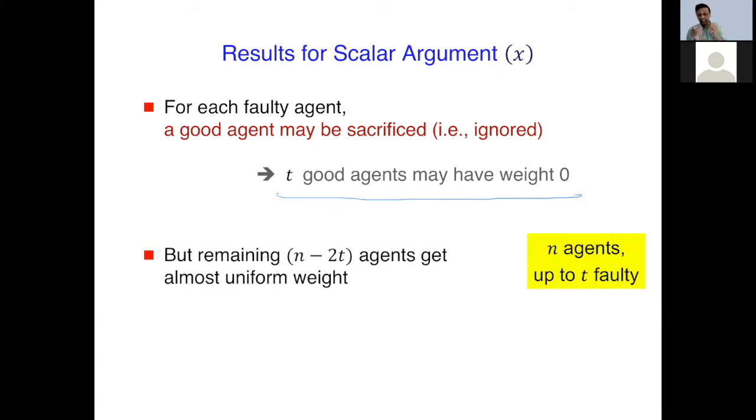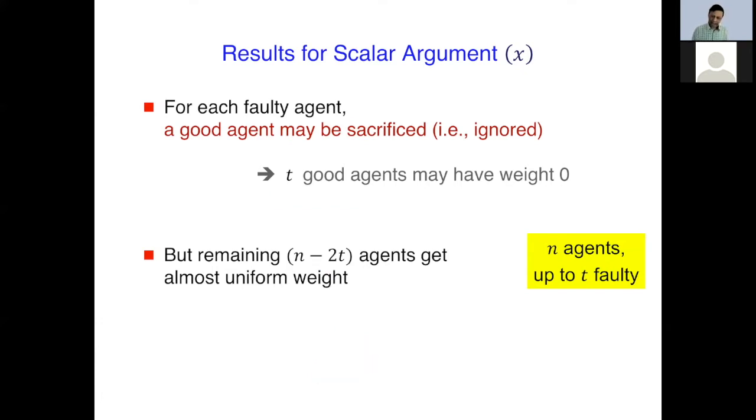Secondly, given that t good agents potentially have weight 0, and t agents may be potentially bad, that leaves n minus 2t agents. If the weight was to be assigned uniformly to all of them, then they should all get the weight of 1 over n minus 2t.